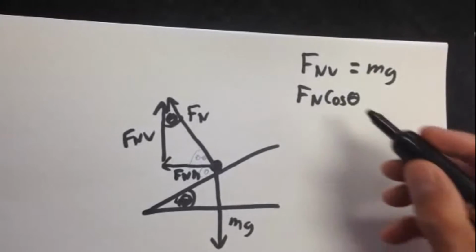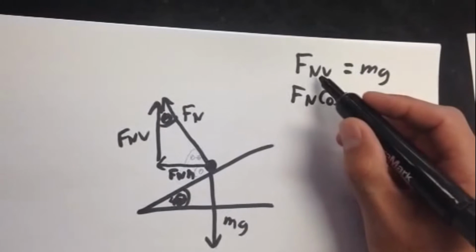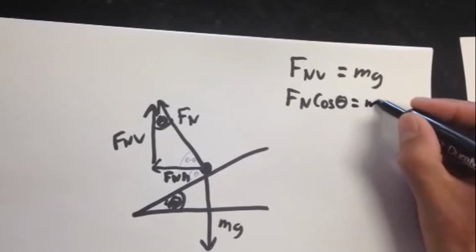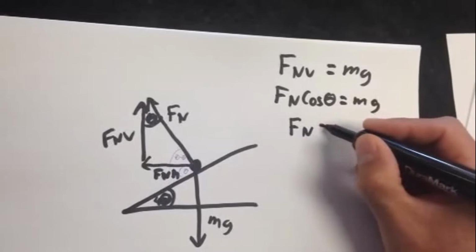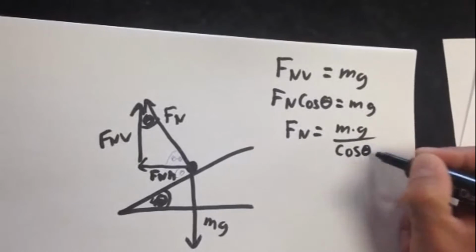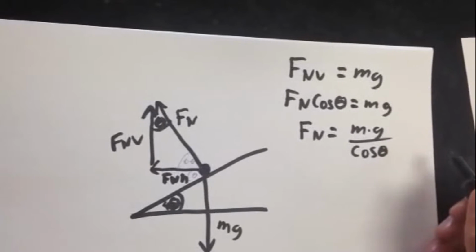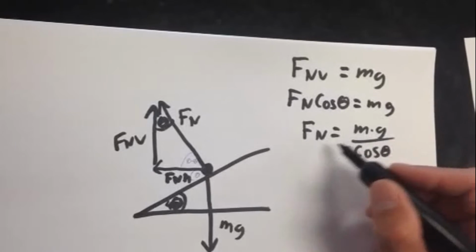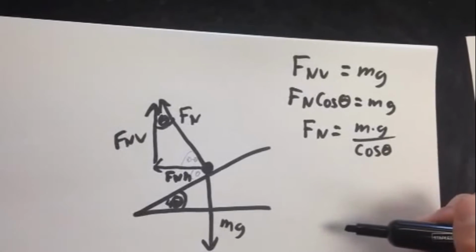So with that, the normal force times the cosine of theta is equal to our vertical component of the normal force, and that's equal to mass times gravity, which means that the normal force is equal to mass times gravity divided by the cosine of theta. Now, this is a new idea, because if you pay close attention, you'll see that the cosine of our angle has to be less than 1, meaning our normal force has to be greater than the force of gravity.